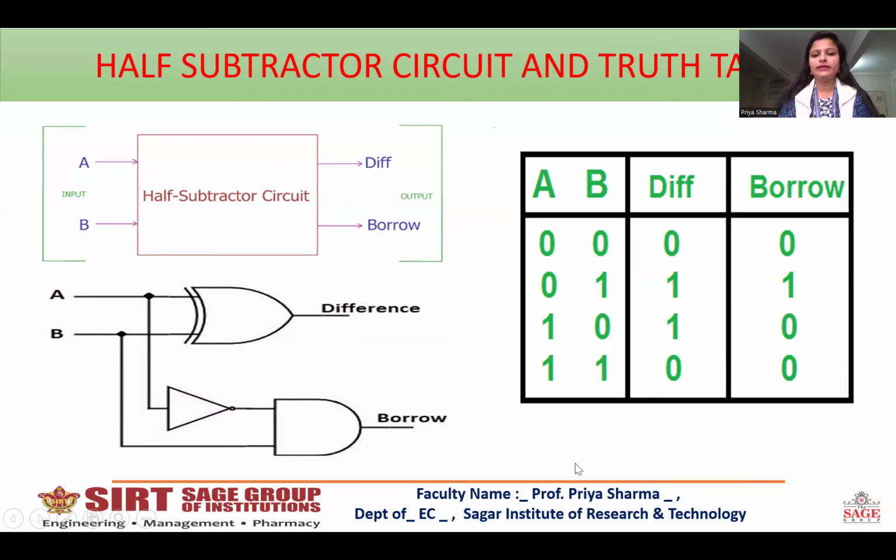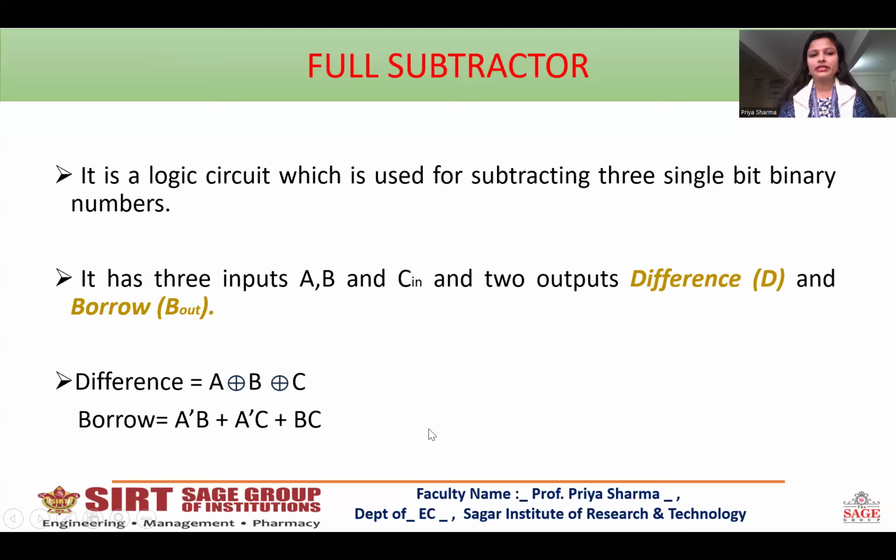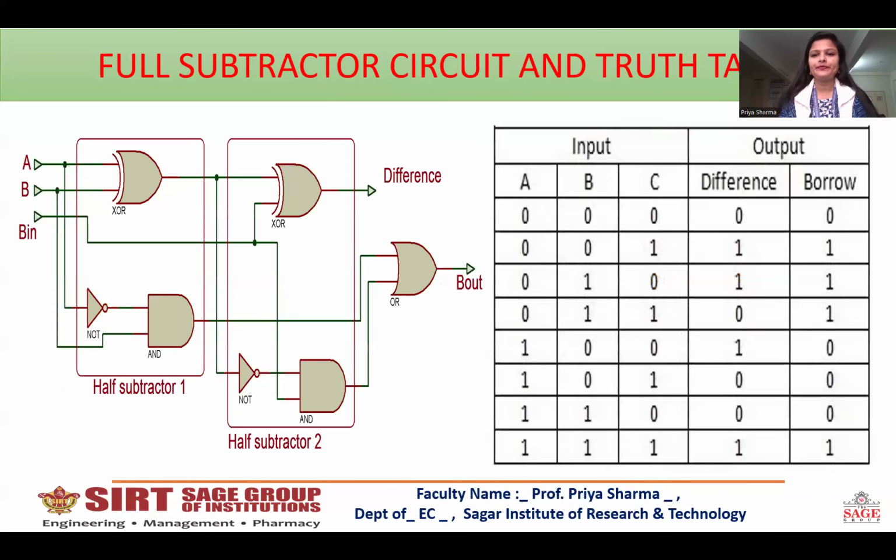This is how we logically design it. A and B are passed to an XOR gate to give the output difference. And when A bar and B are passed through an AND gate, we'll get the borrow output. Full subtractor is again a logic circuit which is used for subtracting three single bit binary numbers. It has three inputs A, B, and Cin, and two outputs, difference and borrow. The difference output is given as A XOR B XOR C, whereas the borrow output is given as A bar B plus A bar C plus BC.